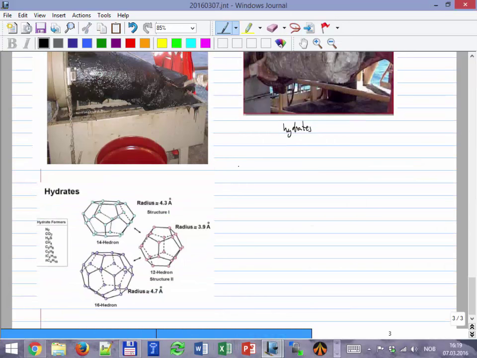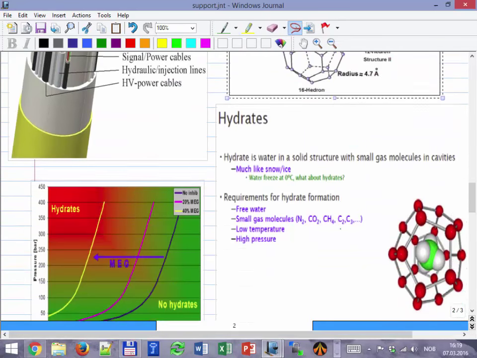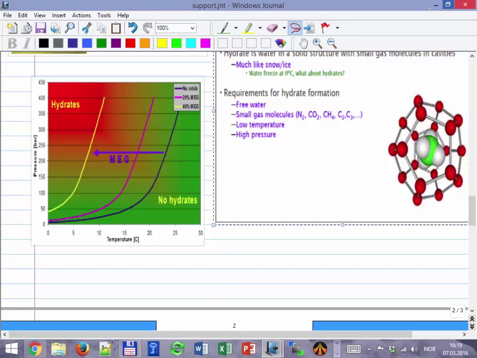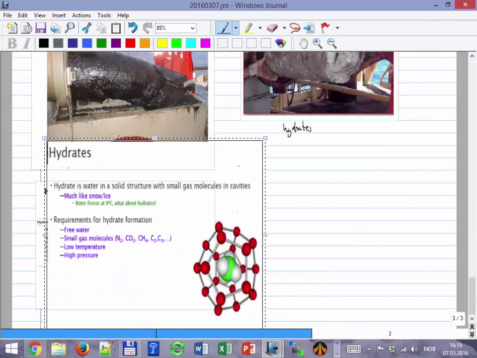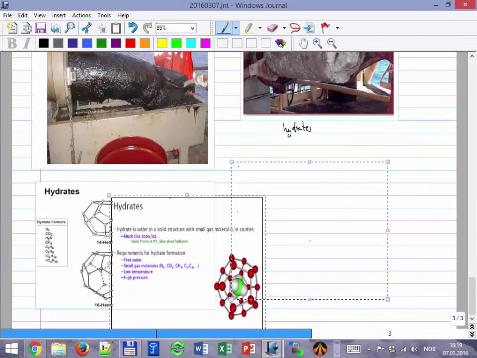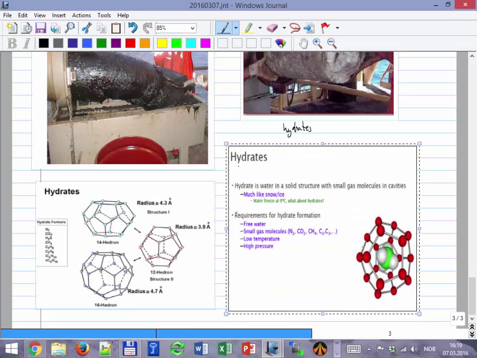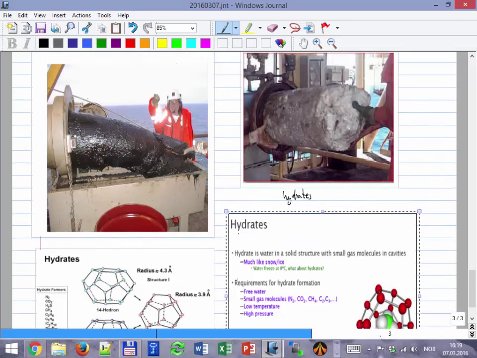Okay. You have different structures depending on what is there. You have to have some kind of a cage that is formed by the water, that is solid, and then inside of this cage you might have different molecules. Usually they are light hydrocarbon molecules like methane, ethane, and sometimes propane, but that's slightly too big. They form this cage and they are just stable, and they behave just like ice, and they can plug your pipe.